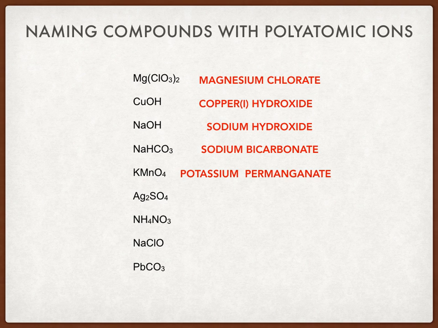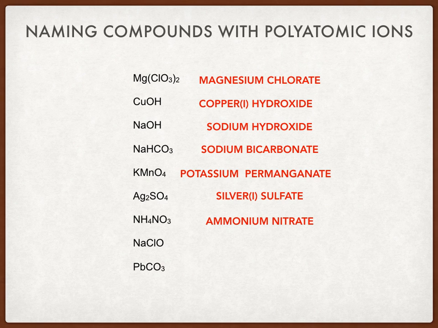Okay, so the next one, Ag2SO4. The SO4 is sulfate. It has a charge of 2-. Ag is silver. It's a variable charge metal, and there's 2 of them, so it has to be silver 1 sulfate. NH4NO3, ammonium nitrate. We have to name both of the polyatomic ions. If it were NO2, it would be ammonium nitrite.